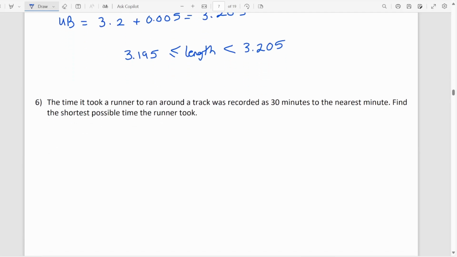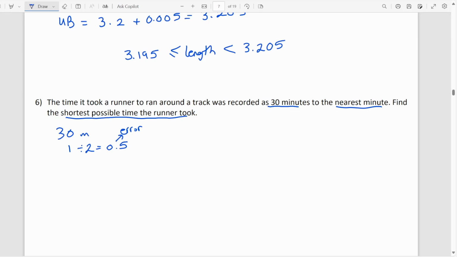Question 6. The time it took a runner to run around the track was recorded as 30 minutes to the nearest minute. Find the shortest possible time the runner took. So he took 30 minutes to the nearest minute. So the unit of round is 1. And dividing this by 2, we get 0.5. This is the error, okay?